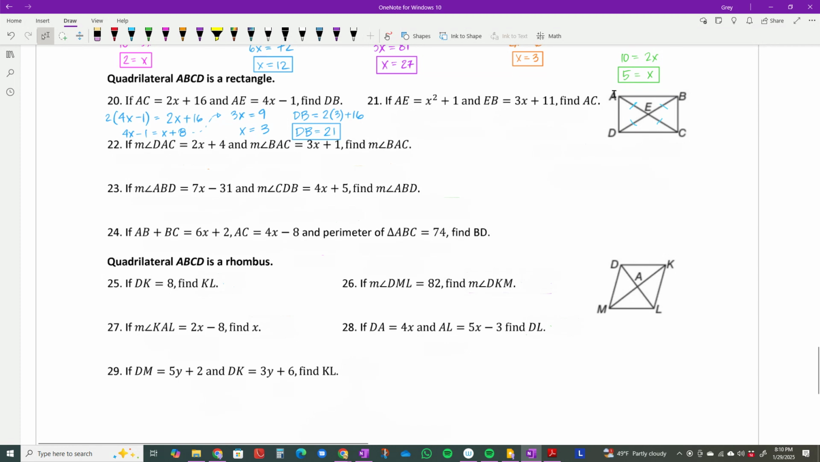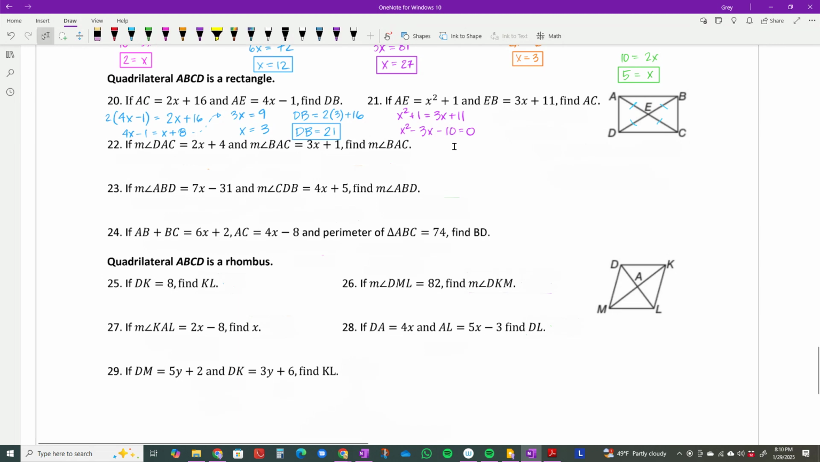If AE equals x squared plus 1 and EB equals 3x plus 11, well, I can see from my diagram that those two things are congruent. They're equal to each other. Y'all, this is something we haven't had in a while, okay? You have a quadratic equation. Most of what we've been solving are just linear. That means they don't have this little exponent on there, but we have done it before. So we got to bring everything to one side, which gives us x squared minus 3x minus 10, and you have to factor that.